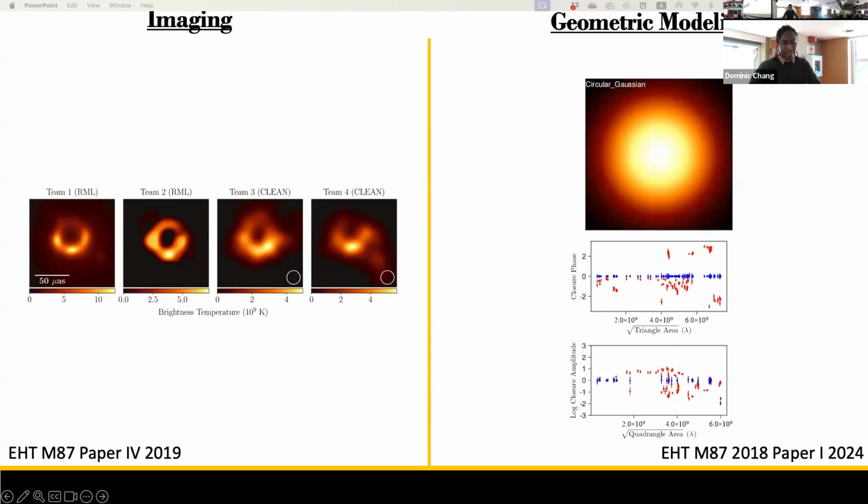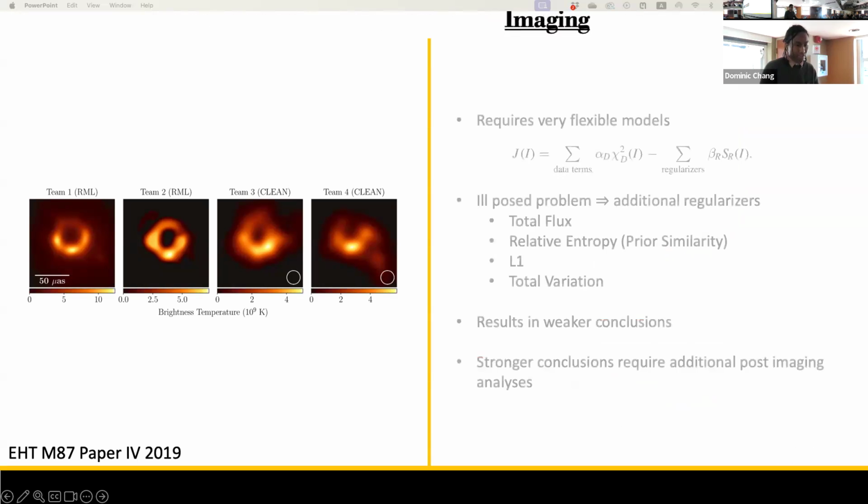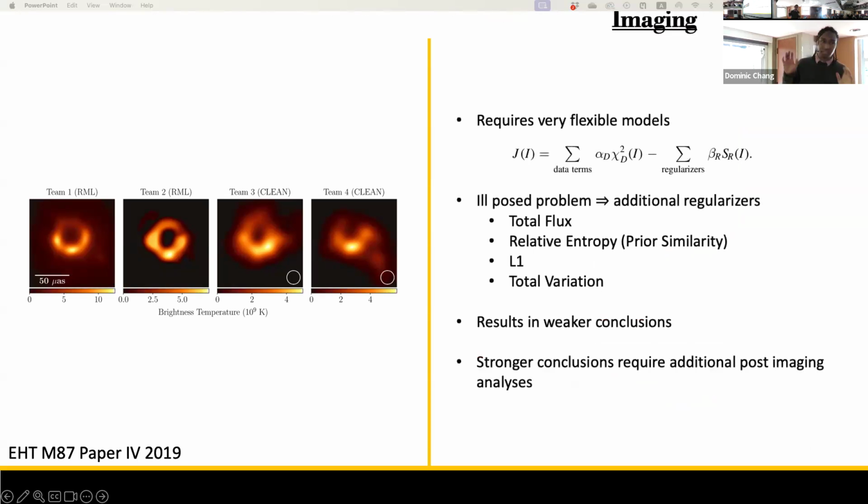So traditionally in the EHT, there are 2 methods that are typically used. They fall into these broad categories of imaging and geometric modeling. There's no strict definition of what counts as imaging or geometric modeling. In fact, there's a very broad gray line between the 2. But typically the features of imaging are such that the models are very flexible. You typically think of imaging models as extremely flexible things. They tend to make very, very few assumptions, as few as possible.